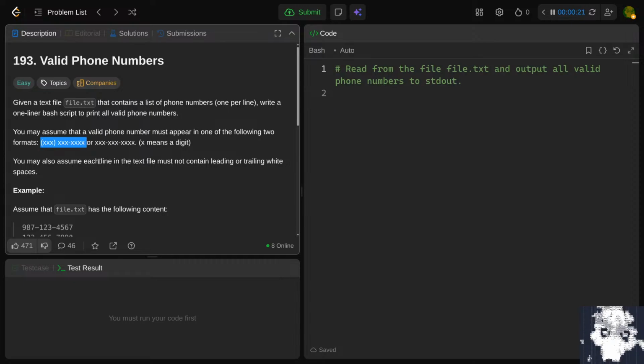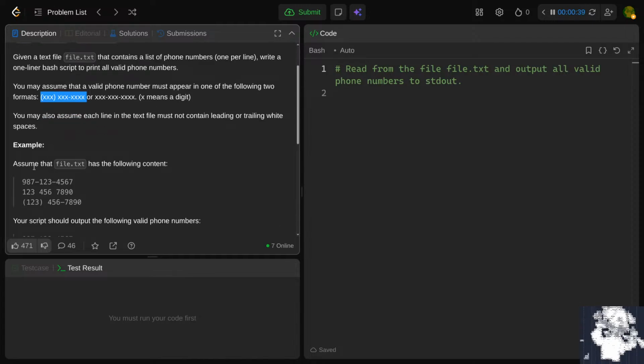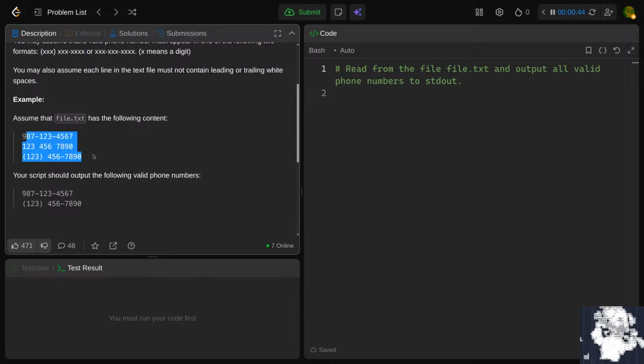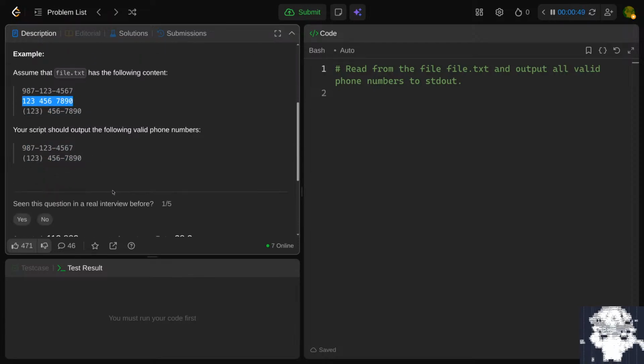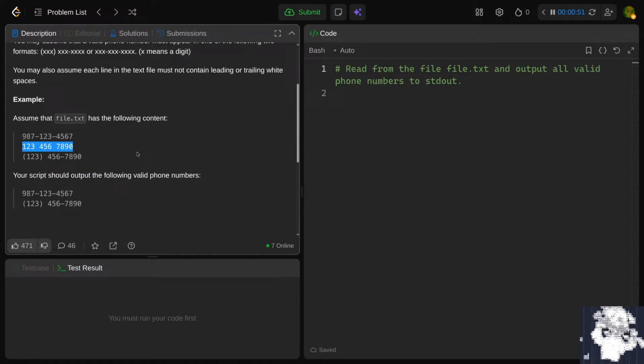Okay. 9 digits, or 10 digits, with parentheses around the first or just dashes between all of the groups. You may also assume each line in the text file must not contain leading or trailing white spaces. Assume that file.txt has the following content. We should skip the middle one because it's not in the valid format. Okay, this is going to be just using sed.